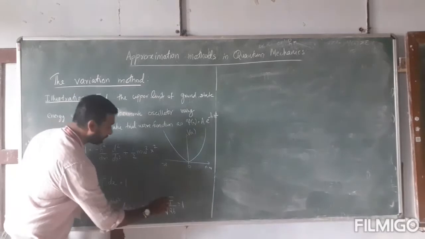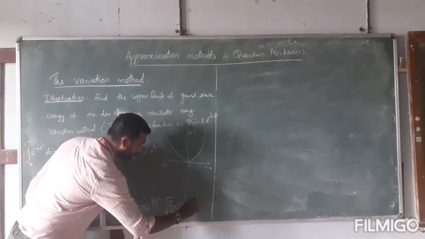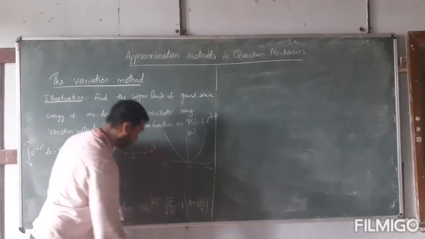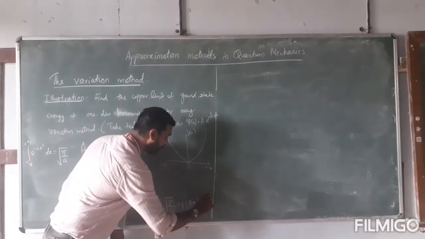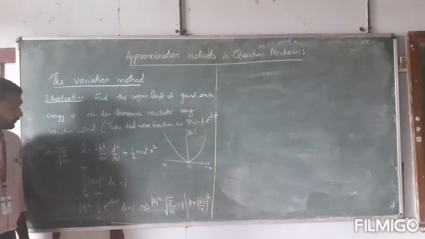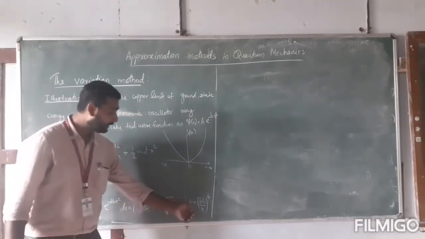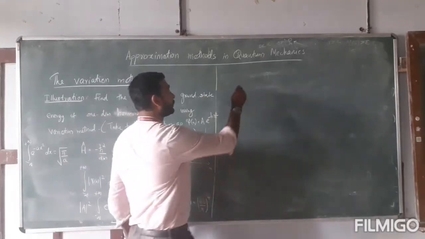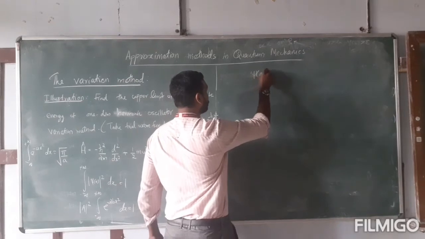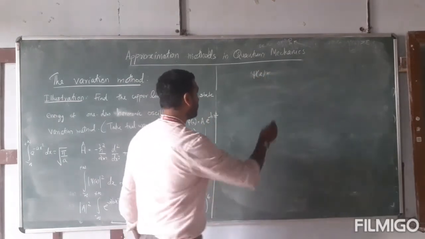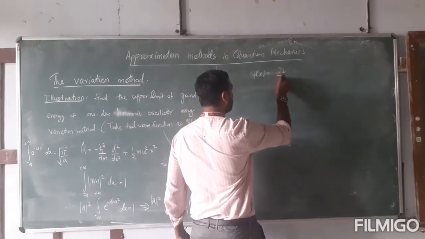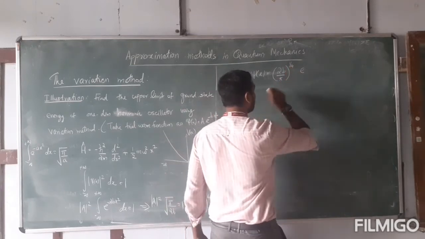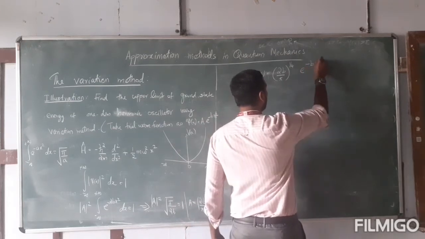So this implies that a would be equal to (2b by pi) all raised to 1 by 4. Okay, so if you normalize your trial wave function, a is in terms of b. So therefore, your trial wave function psi of x is (2b by pi) all raised to 1 by 4 times e raised to minus b x square.